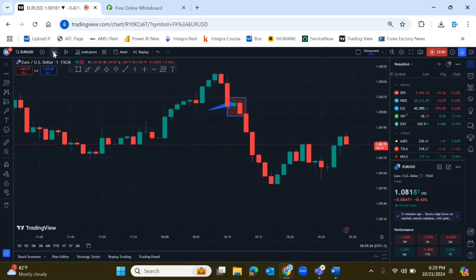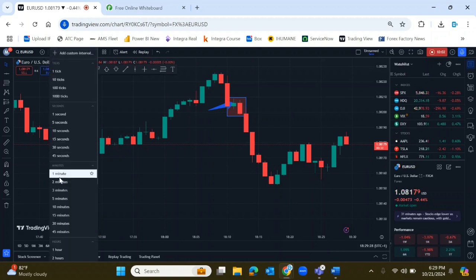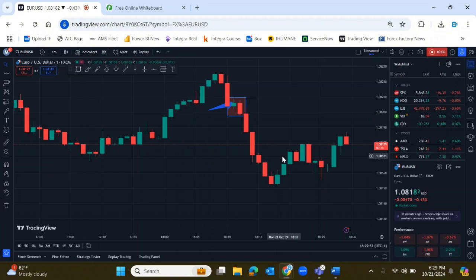If you are on a 1 minute time frame, you see this white place? It says 1 minute time frame. It is telling you that each of these candles is formed in 1 minute. So after 1 minute, it will close and open another candle. And if 1 minute elapses again, it will close that candle and open another one.